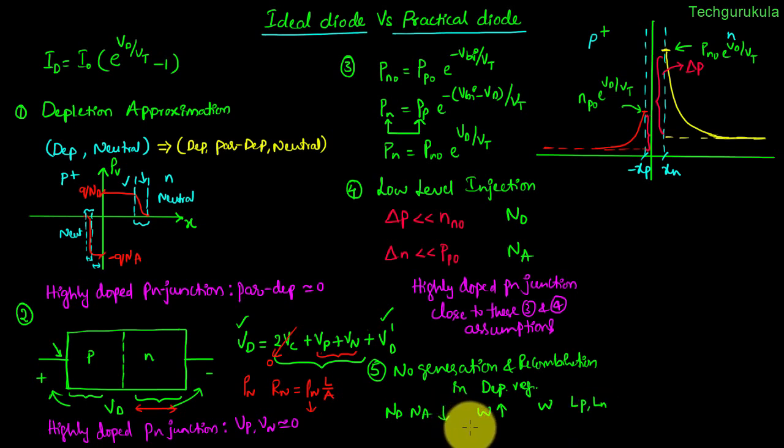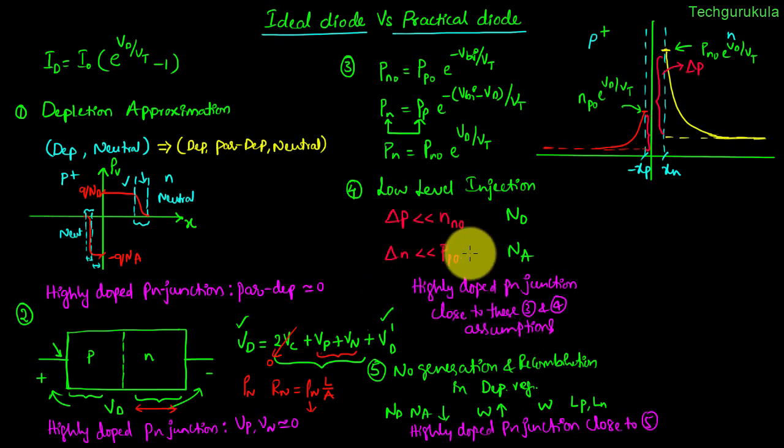But then when can we neglect so that this approximation would be valid is when Nd and Na are very high, then depletion width would be very, very small. Then we can say the generation and recombination that happens in that small depletion region can be neglected. So again, we can say a highly doped PN junction would be close to this fifth approximation.